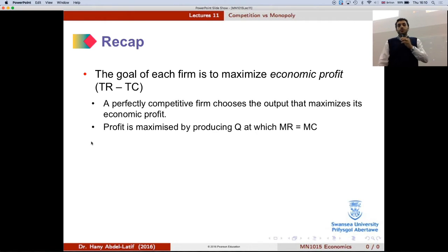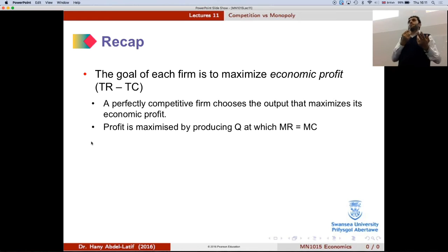Also, we know that to do this, they need to produce the output level that will make the marginal revenue equal the marginal cost. So we could take this as a profit maximizing rule. And the same rule will apply to all firms regardless of what type of market they're operating in. So this will apply to a firm working in perfect competition, monopolistic competition, oligopoly, or monopoly. What they're trying to do is to produce the output level Q that will make these two equal, the marginal revenue and the marginal cost.